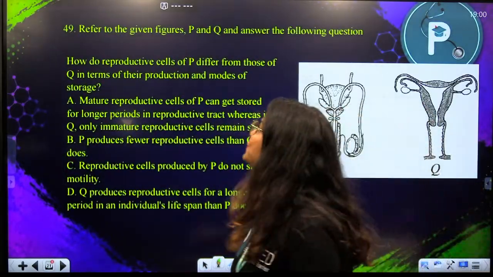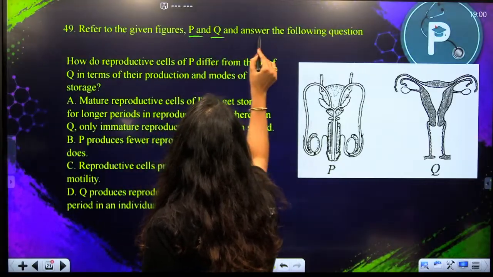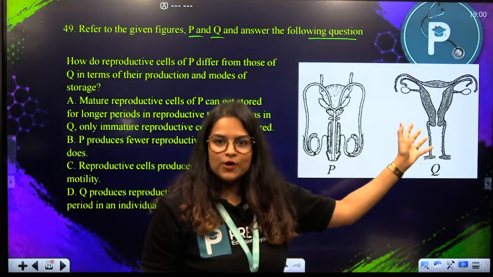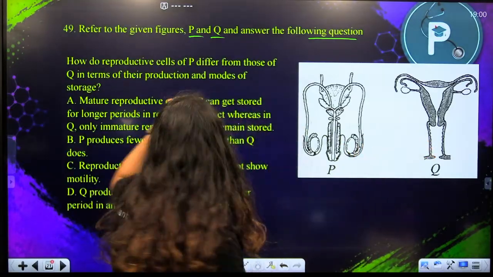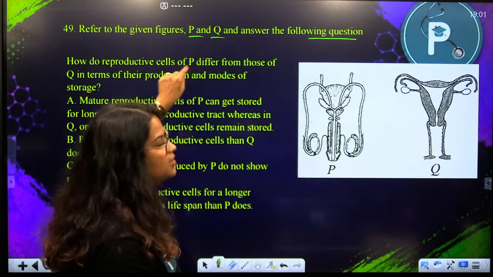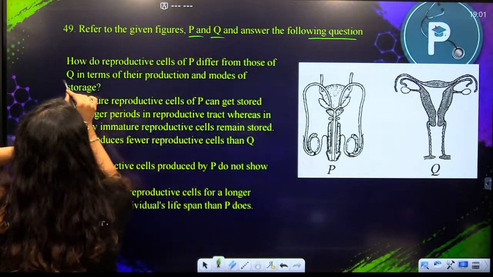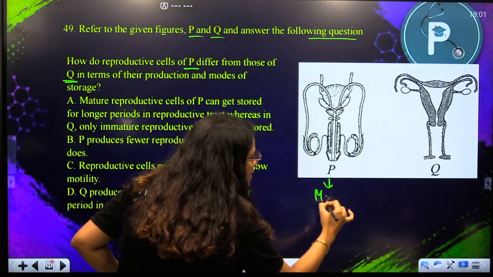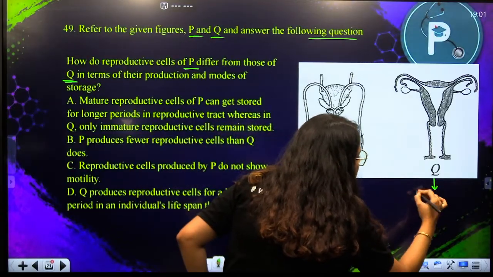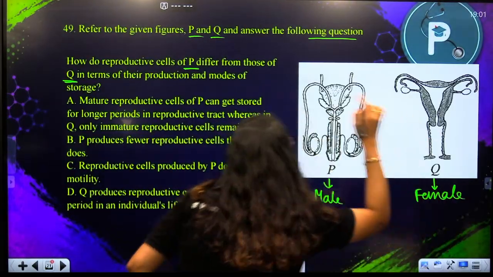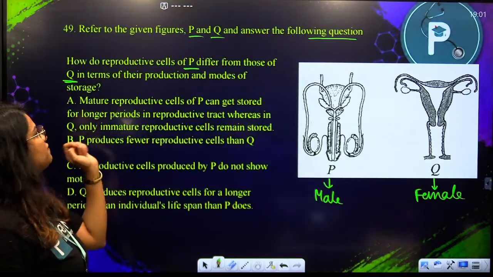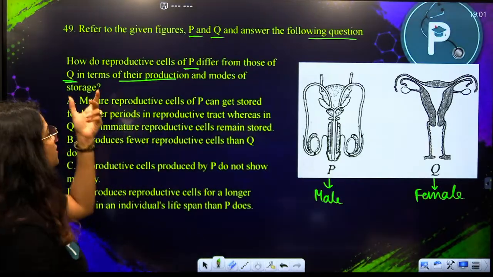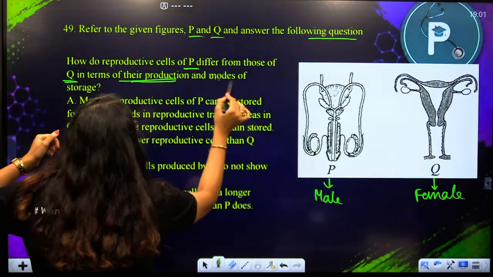50 questions are there. Refer to the given figures P, Q, R and answer the following question. Here you can see the male and female reproductive systems are given, right? How do reproductive cells of P differ from those of Q? P is of course representing a male reproductive system and Q is representing the female reproductive system. In option A, they have given their mode of production. By the way, we have to see how they differ in terms of their production and modes of storage.